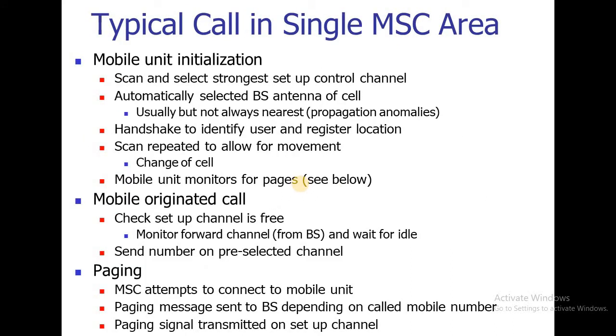Typical call in a single MSC area. What happens in an MSC area? The MSC scans and selects the strongest setup control channel. While selecting a channel for communication, it selects the strongest channel, which has the higher bandwidth and can support the call. It automatically selects the base station antenna of the cell to which the call has to be forwarded and where the person is present.